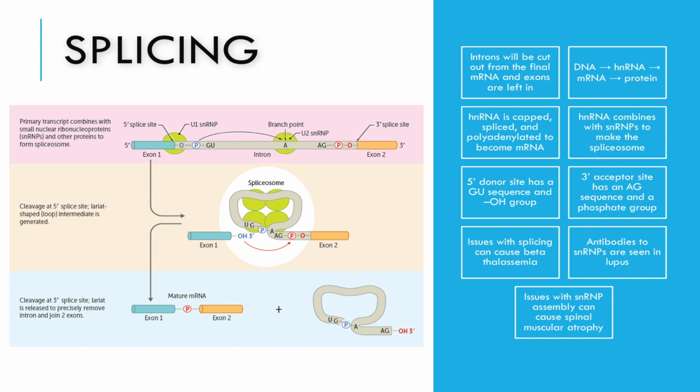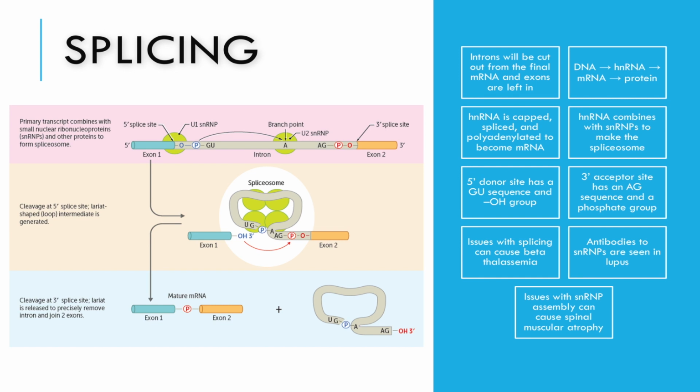So in people with beta thalassemia, low levels of hemoglobin lead to a lack of oxygen in many parts of the body. Something else to note is that issues with snRNP assembly can cause diseases such as spinal muscular atrophy, and these patients get degeneration of the anterior horn of the spinal cord, which leads to weakness or what people call floppy baby syndrome. Additionally, if you have antibodies to the spliceosomal snRNPs, these are called anti-Smith antibodies, which can be seen in a disease called lupus.